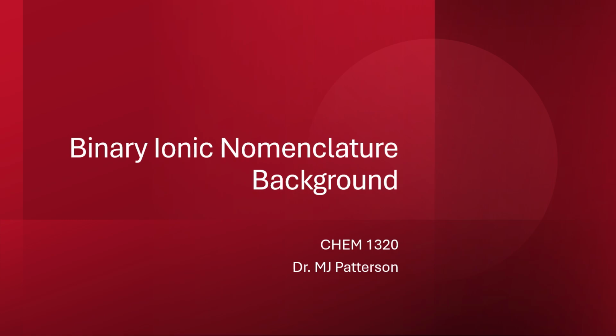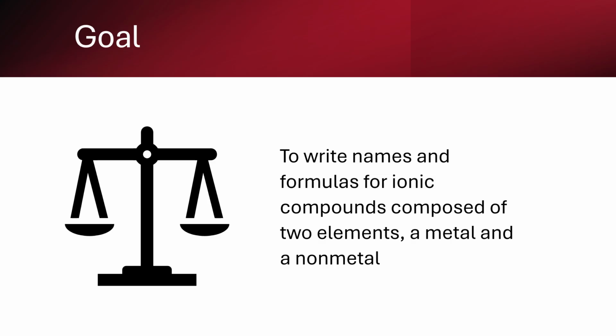Hi Bobcats! In this video we're going to set up some of the background information that we will use to write names and formulas for binary ionic compounds. Ionic means that it's composed of a metal and a nonmetal. Eventually we will roll polyatomic ions into this mess as well, but for our first run we're just going to focus on binary compounds, so they only have two elements, a metal and a nonmetal.